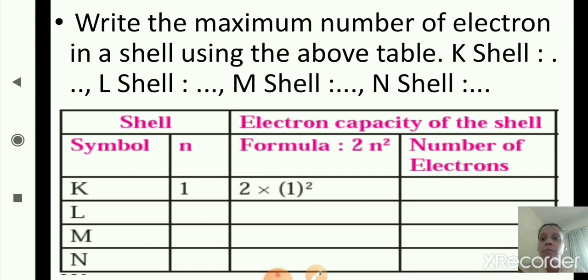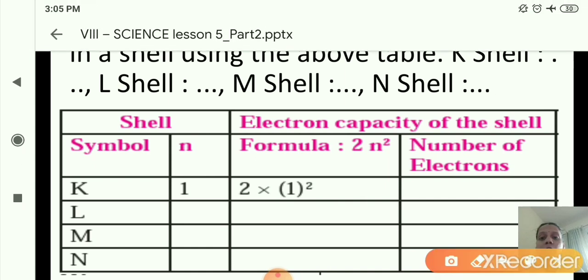What is the ordinal number for L? That is n equal to 2. n equal to 3 means M shell and n equal to 4 means N shell. So using this formula 2n square, we will find the electron capacity of that particular shell. One is given here in the table, the rest we will find out now.